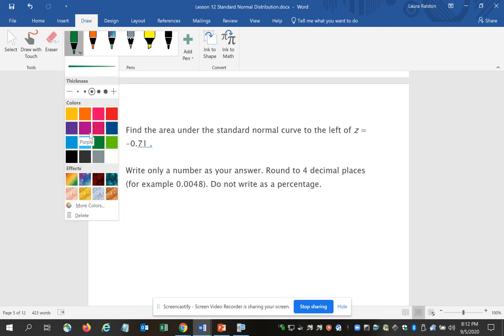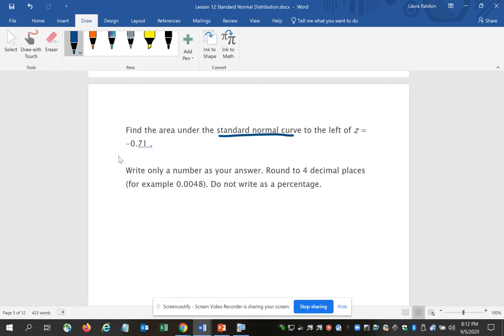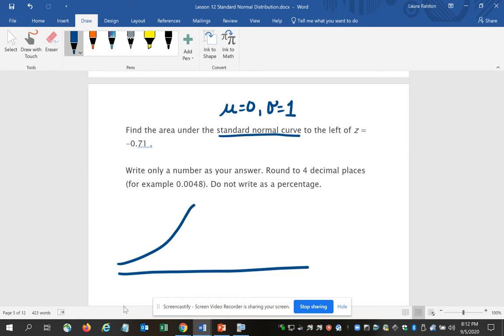The next question says, find the area under the standard normal curve. So again, the first thing that jumps out at me is we want standard normal curve. That tells me that my mean is 0 and standard deviation is 1. That's the definition, so that will always be the case when you're dealing with the standard normal. If I start drawing my picture, I have my horizontal number line and my bell-shaped curve. The mean is the measure of center and is in the middle and becomes my point of reference.